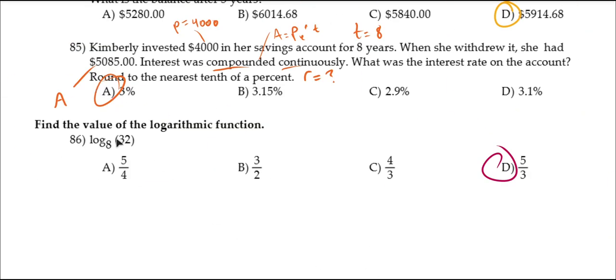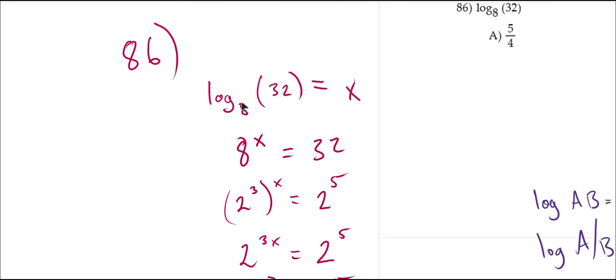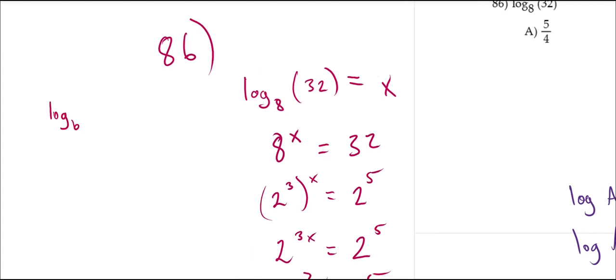Moving on. 86 asks us for the log base 8 of 32. We want to remember our change of form property. Log base b of x equal to y has a companion fact, which we can go back and forth from, which is its exponential form. That says that b raised to the power of y must be equal to x.